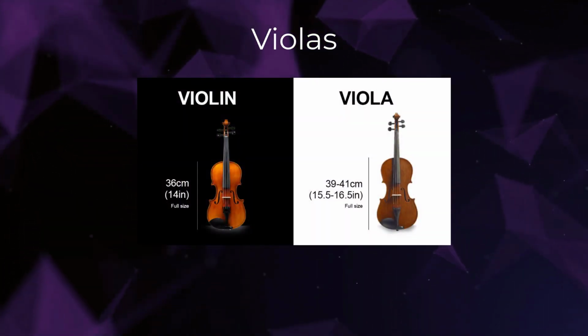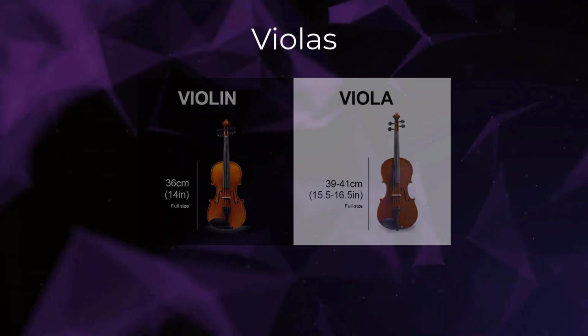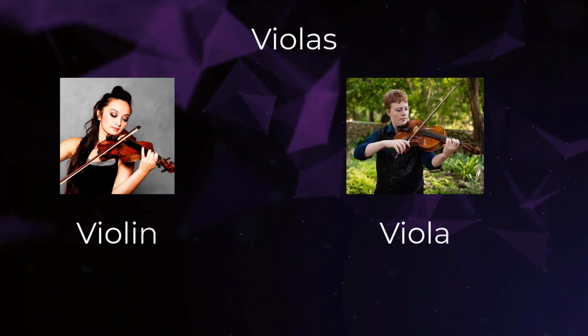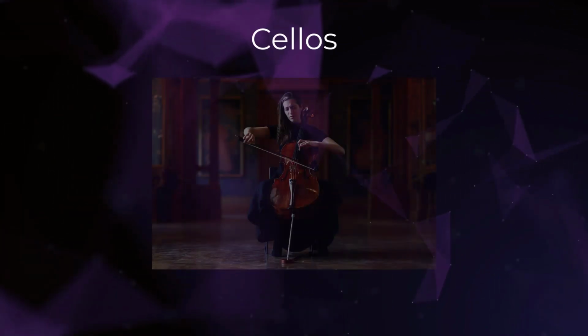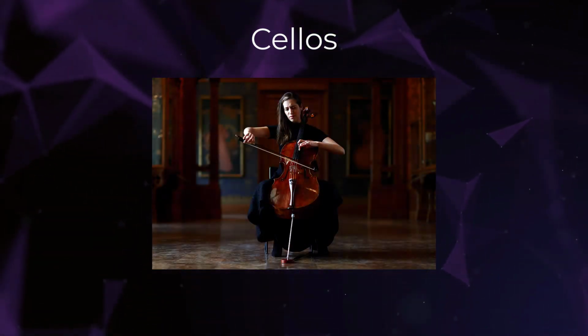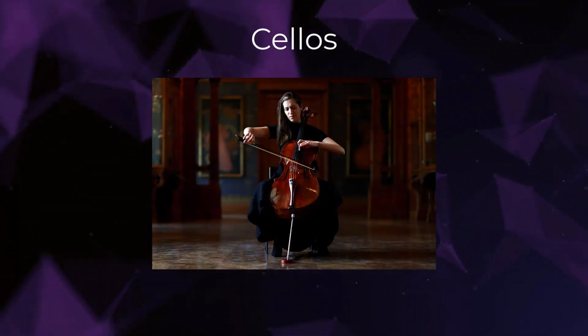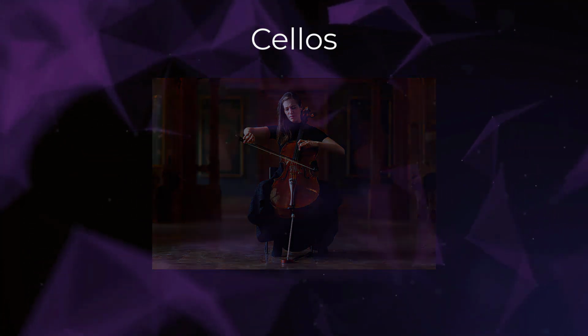Speaking of viola, they are the next highest voice in the strings section, with a slightly larger body and lower range than the violin. Both violin and viola are played with the instrumentalist holding the instrument under their chin, like so. The first instrument with a floor pin is the cello, which is defined as a rich baritone instrument, and they are able to play a full octave below the viola.